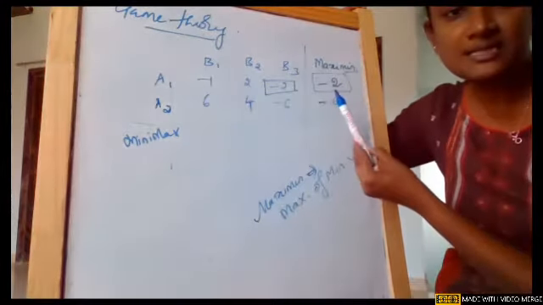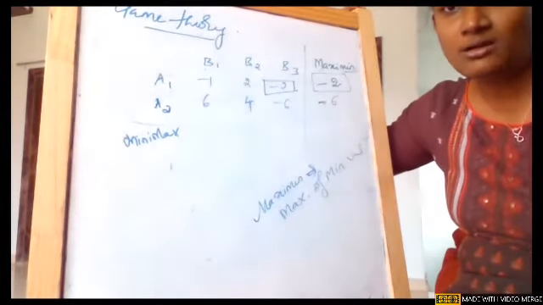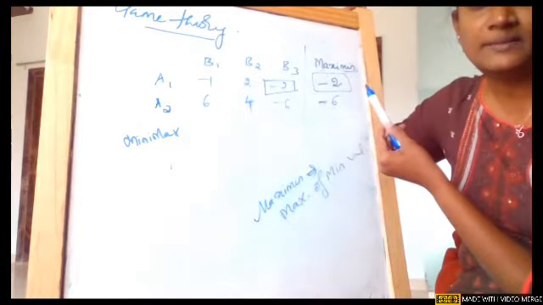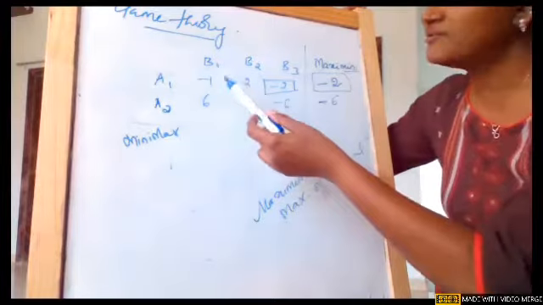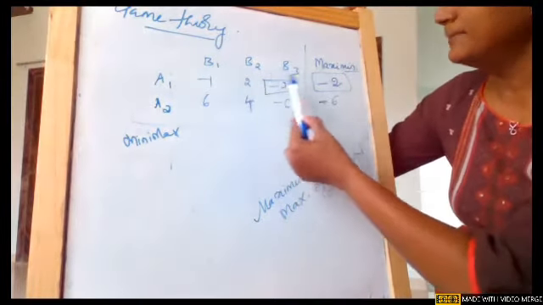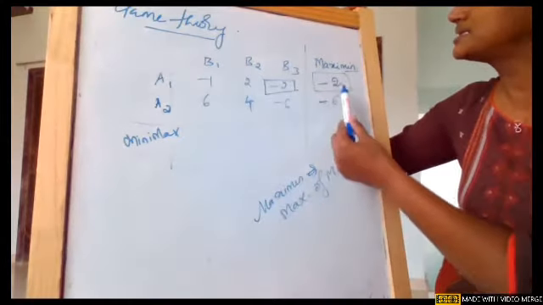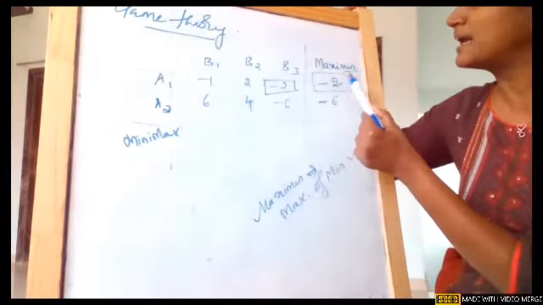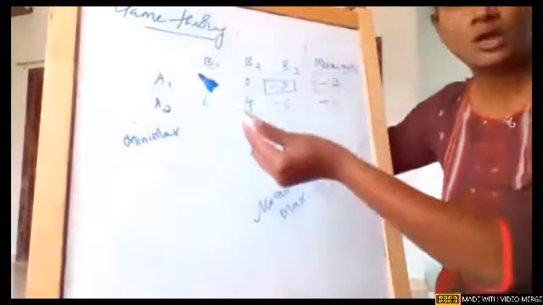Did you understand this? Girls, again, I'll repeat. Always you remember, row wise, it is maximin. That means maximum of minimum values. So I went row wise. In the first row, we picked the minimum value, which is -2. In the second row, the minimum value is -6. Now, out of these two minimum values, the maximum value is -2, which we highlighted in the row as well as in the maximin column.